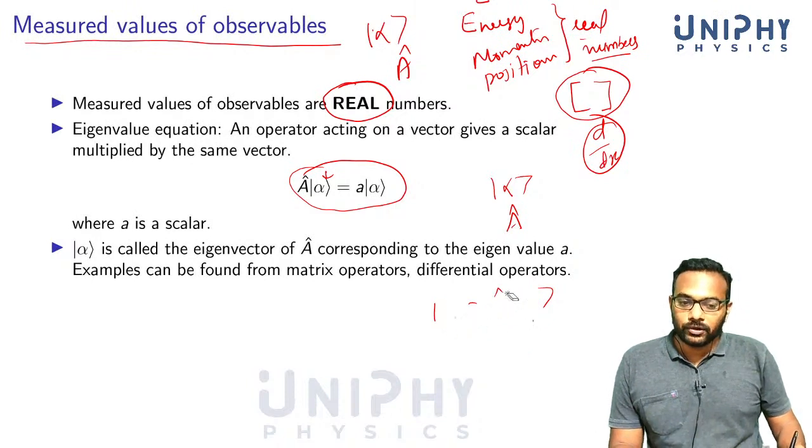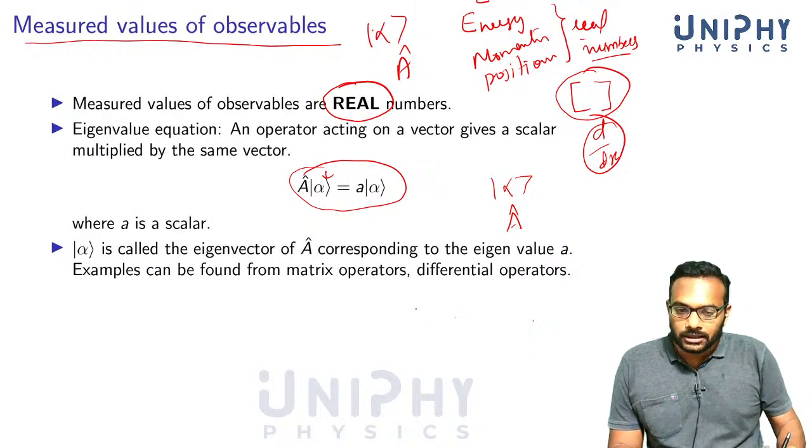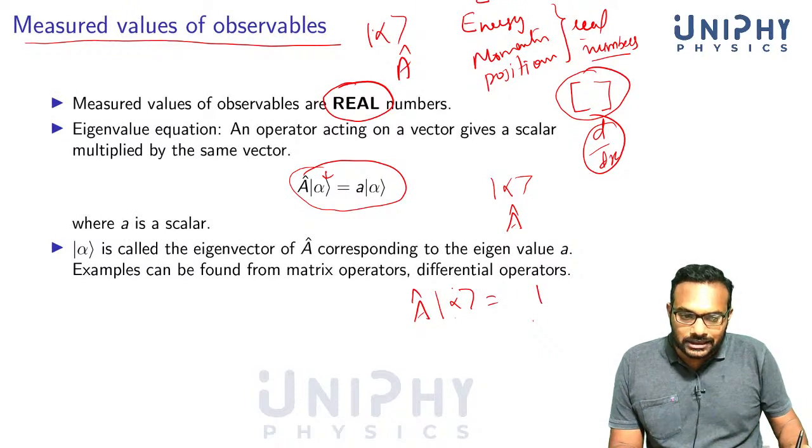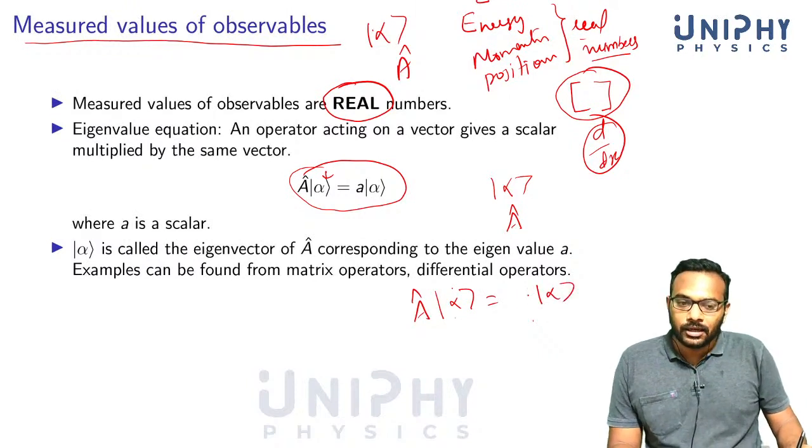But for an operator, let's say A cap, there are some special states which, when the operator acts, give you exactly the same state. It doesn't change the state, it is just multiplied by some number. This is also there.